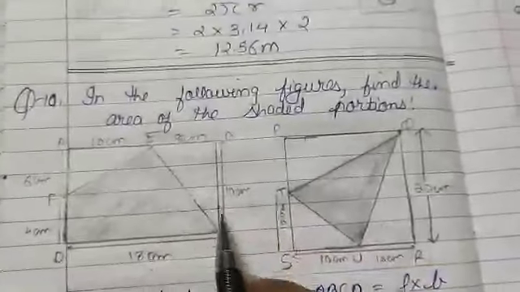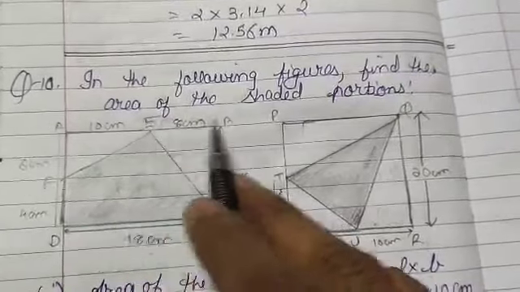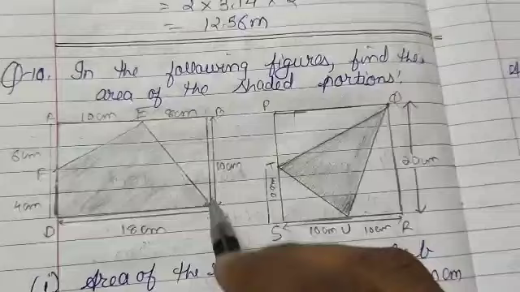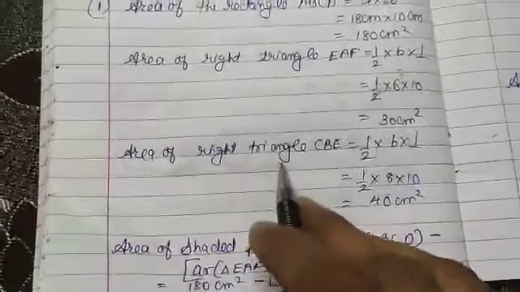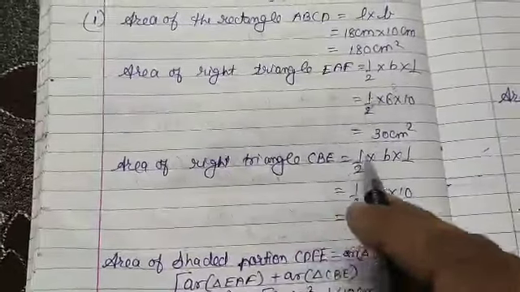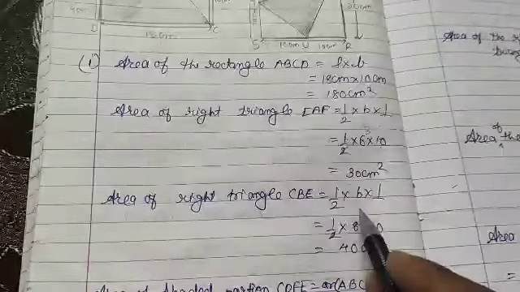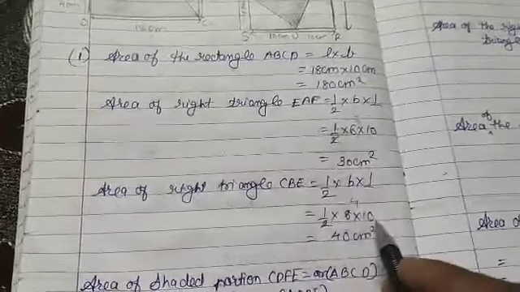Then we will find the area of CBE. This is another right angle triangle, whose base is 8 centimeter and altitude is 10 centimeter. So let us find out the area of the right angle triangle CBE. Half into base into altitude, base is 8 centimeter and the standing height is 10 centimeter. So 2 4s are 8 and 4 10s are 40 centimeter square.